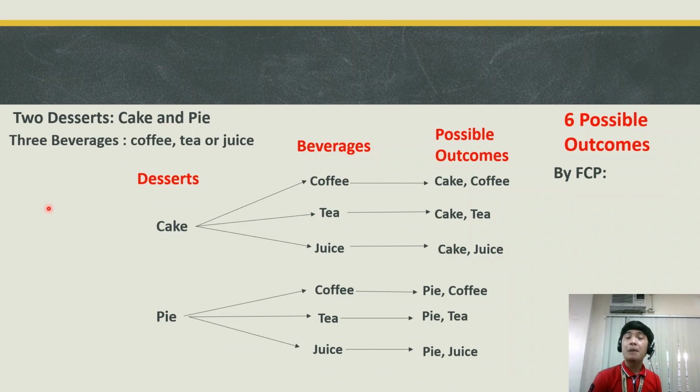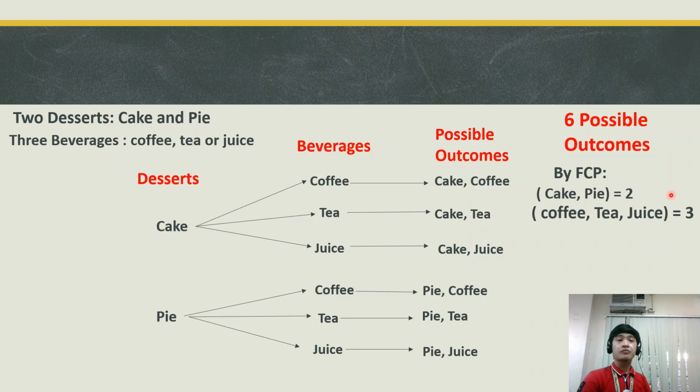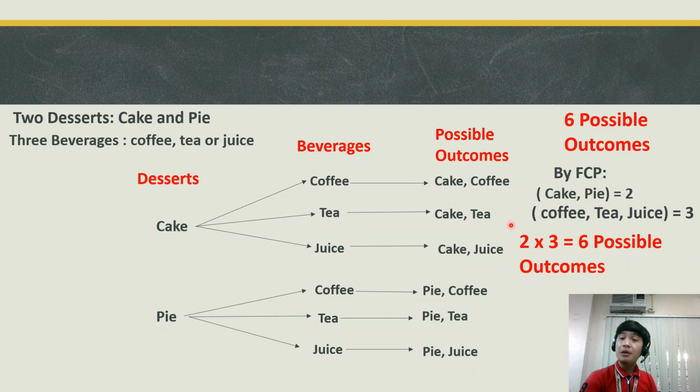So, paano po yun? By FCP, yung una nating experiment is pipili siya between cake and pie. So, meron kang dalawang options doon. Second naman, pipili siya sa 3 beverages, so coffee, tea, or juice. So, 3 ang option mo. Anong gagawin natin dito? By multiplying yung number of options sa una at sa pangalawa. Kung 3 po ang particular experiment, 3 ang imumultiply mo. Dahil dito, 2 lang ang pinag-uusapan natin, 2 lang ang minultiply natin. So, 2 times 3, you only have 6 possible outcomes.